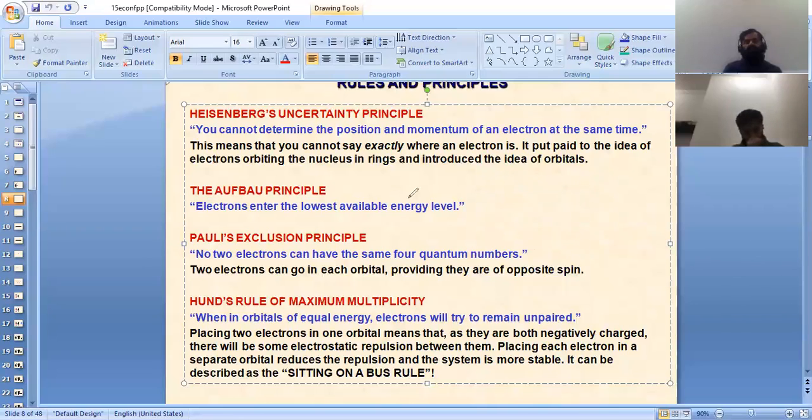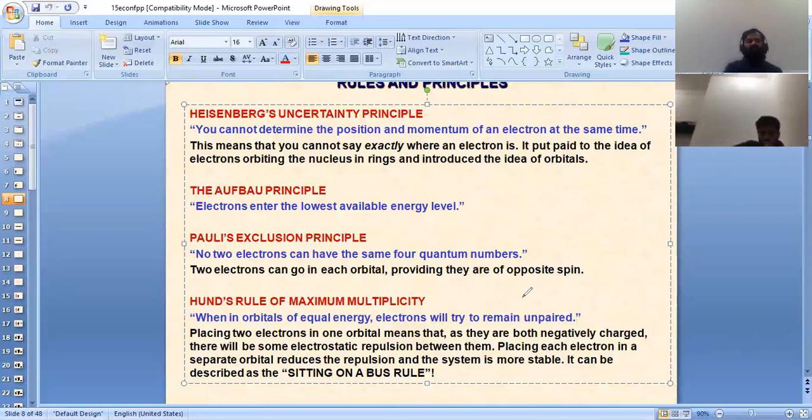And Mr. Pauli also told that two electrons, of course, can go in each orbital, but they must have opposite spin, because both are negatively charged. They have the shielding effect. They are pushing each other. They are not attracting, so they must be separated by their opposite spin.